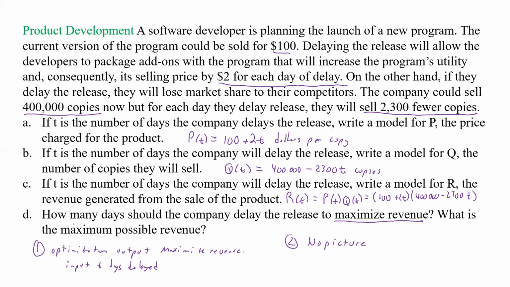So now what we need to do is find out how to maximize this revenue. Well, first of all, let's multiply that out so we know what it is. Now, what is revenue? That's going to be in dollars, because we had dollars per copy times copies, and that leaves us with dollars. All right, so let's multiply those two together. So R of T now is, well, we had 100 times 400,000, so that's going to be 40,000,000.